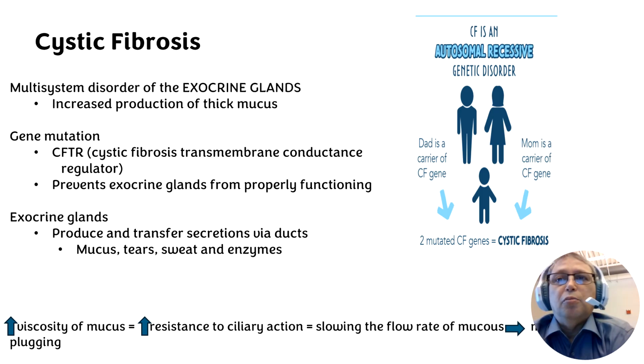The key thing to remember about cystic fibrosis is that there's an increased viscosity, increased thickness of the mucus. This creates an increased resistance to ciliary action. This is the little hairs inside your lungs and bronchial tubes that allow the mucus to leave. Thick mucus keeps those hairs from moving, which means that mucus stays in the lungs, causing blockage and mucus bronchial plugging, causing respiratory failure.